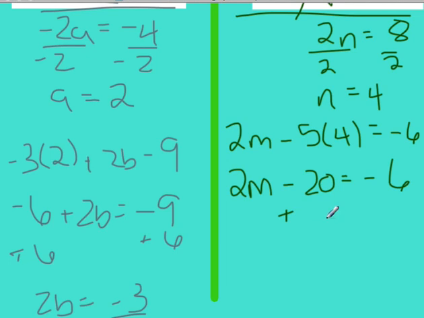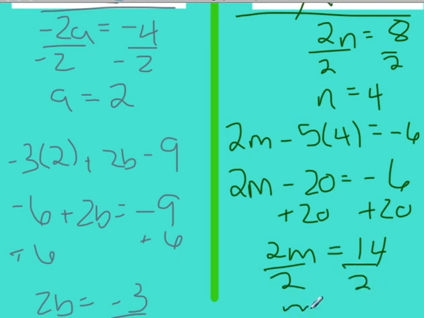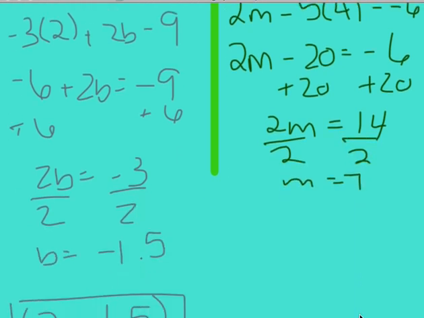Here I'm going to add 20 to both sides. And then I get that 2m is equal to negative 6 plus 20. That's really the same as 20 minus 6. So you get 14. Divide both sides by 2, and you get that m is equal to 7. So now we're going to write that out as a coordinate point. First m and then n.